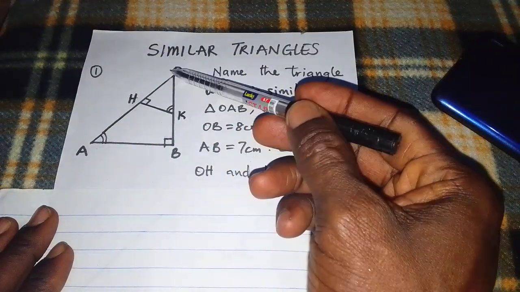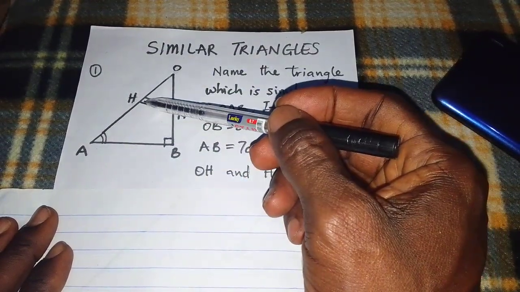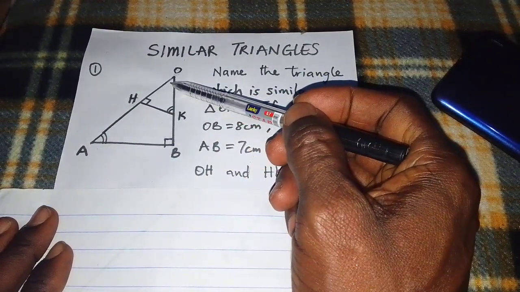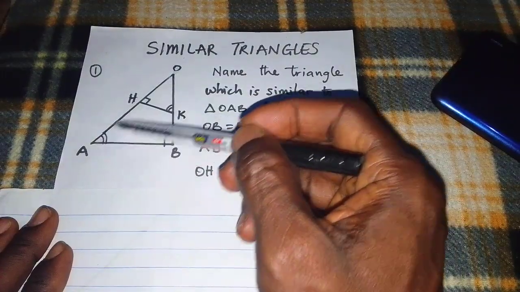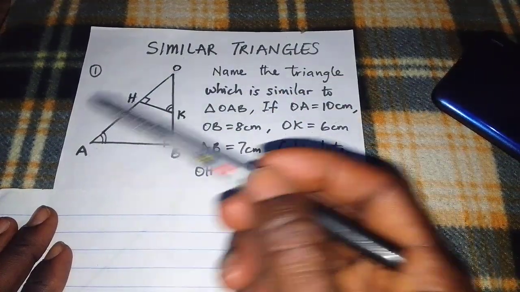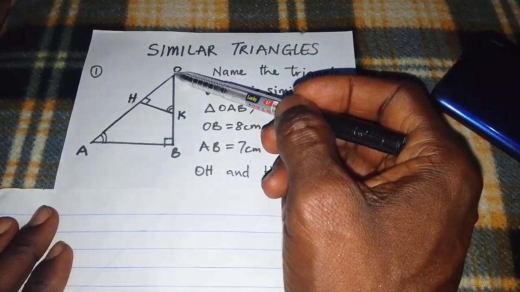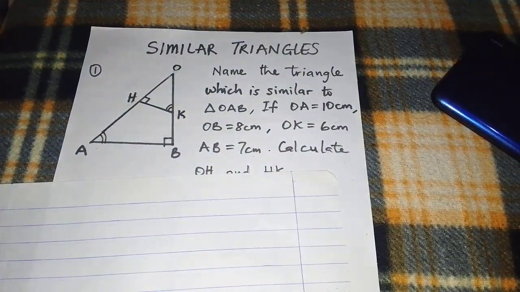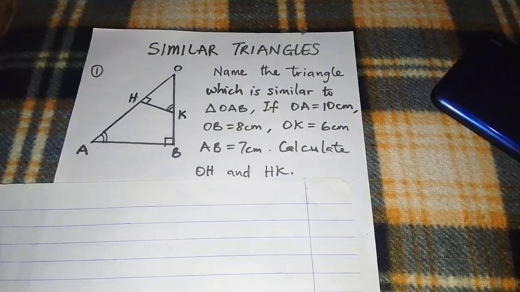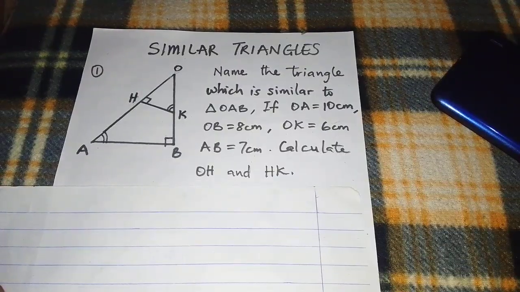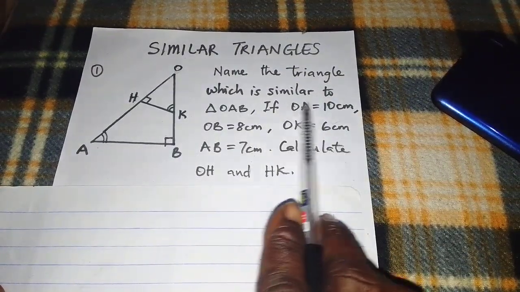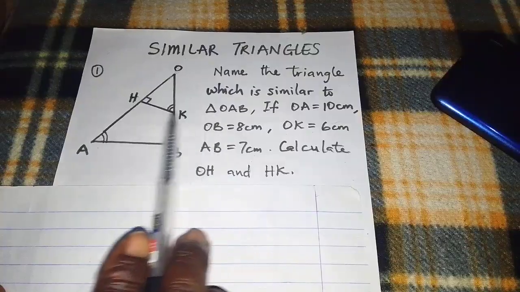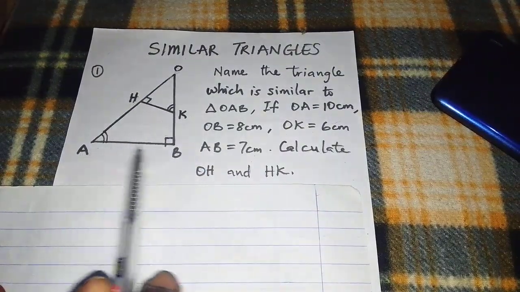Now in the two triangles, you realize that the angle here is common to them. So this angle in this triangle and in this right angle triangle is common to them, so they will be equal. So you will notice that it makes it what? A similar triangle. Name the triangle which is similar to triangle OAB.